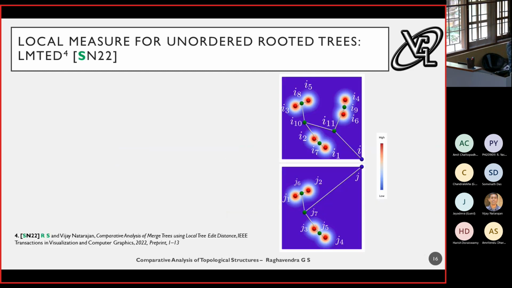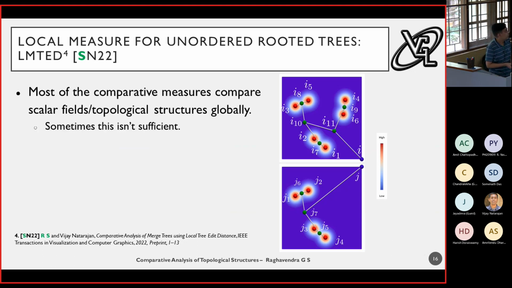So the next contribution is the local measure. Why do we want a local measure? As I have already said, many of the measures which we have seen are global, and sometimes they are not sufficient. For example, here we have two scalar fields, and if we do a global comparison, they are not similar because there is a structure which is present in one field, but it is not present here. But on the other hand, these other highlighted structures are actually similar to each other.